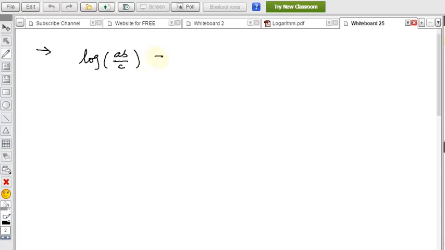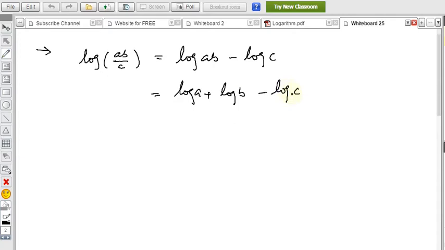Now log of a into b by c. So based on the first two formulas, log a into b and log a by b, first division. So log a into b minus log c we can write. Again, because of a into b, plus log a plus log b, and minus log c is as it is. So whatever base is given, that base you can apply. The base is fixed, for example base x, so every log we can use the same base.